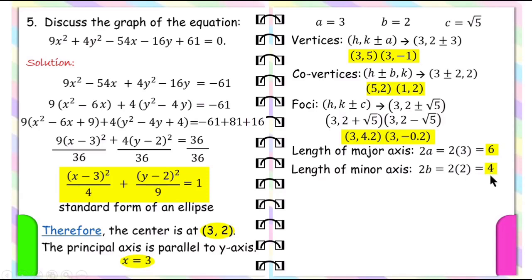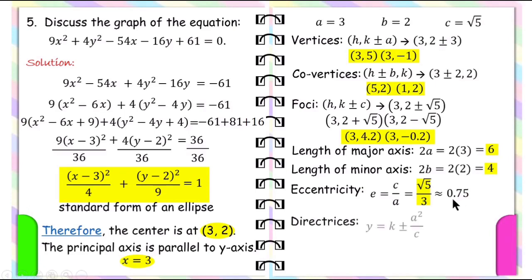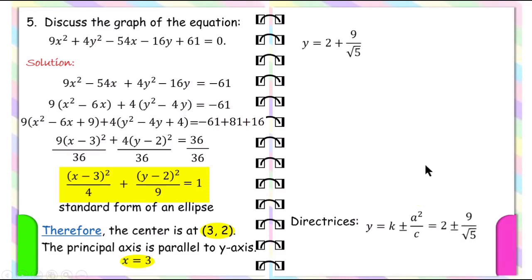The eccentricity is c over a, which is square root of 5 over 3, and this is approximately equal to 0.75. The directrices are y equals k plus and minus a squared over c, or 2 plus and minus 9 over square root of 5, which are y equals 2 plus 9 over square root of 5, and y equals 2 minus 9 over square root of 5.